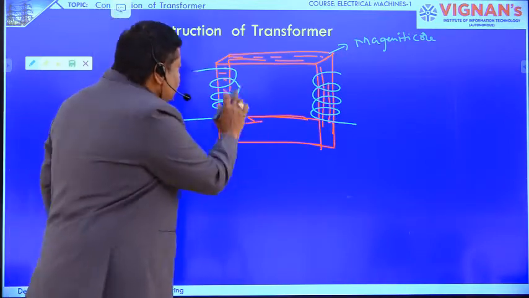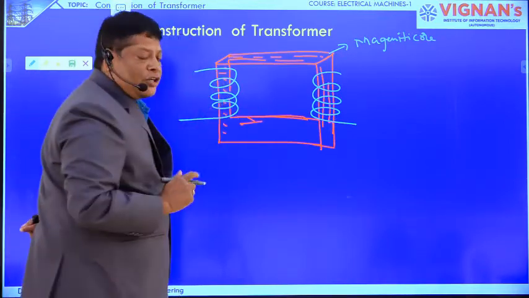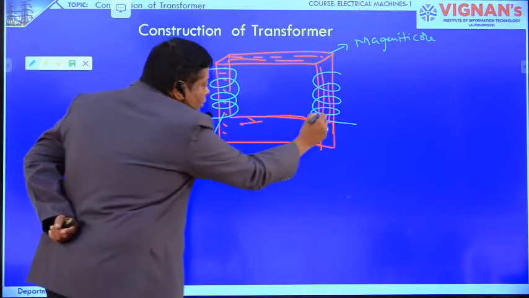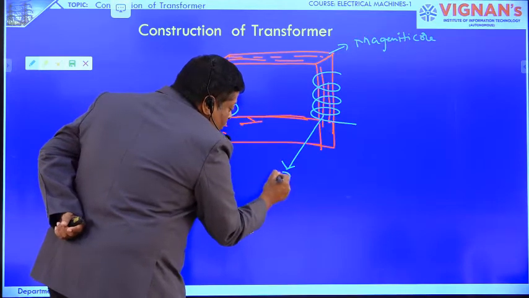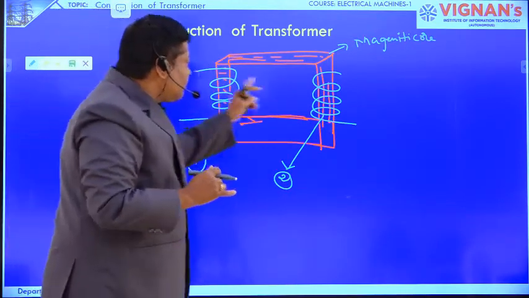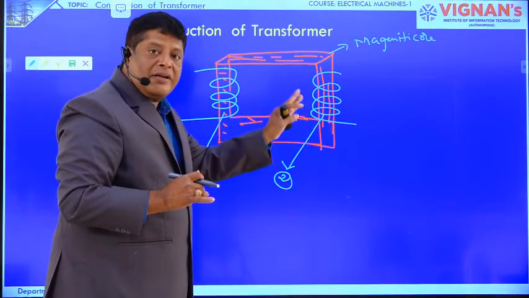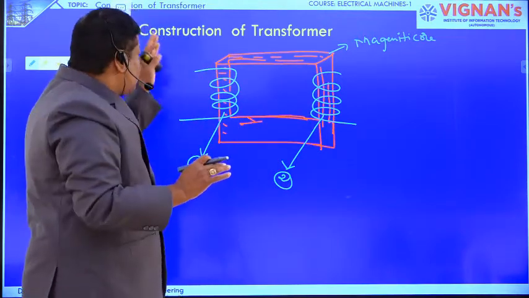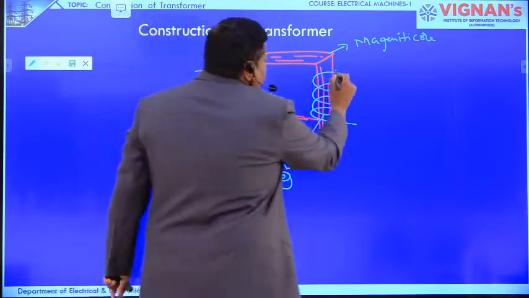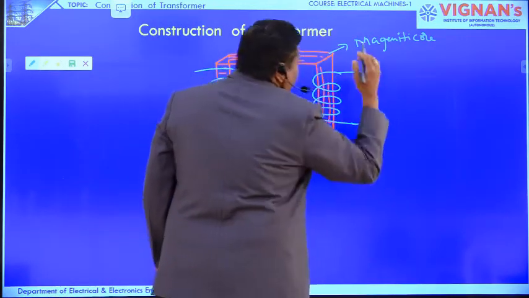Here, there is no connection. This is one electrical circuit. This is another electrical circuit. There is no electrical connection between these two circuits. But the electrical energy will be transferred from this circuit to that circuit without changing the frequency. That device is nothing but a transformer.